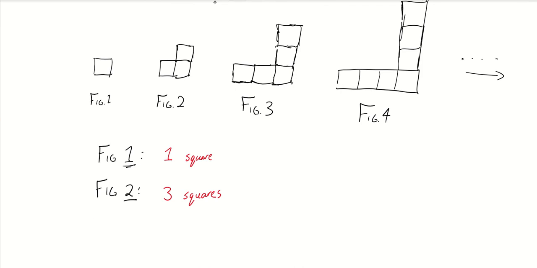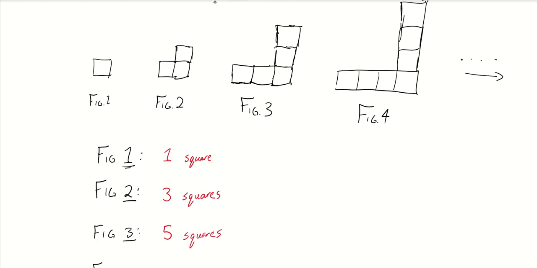For figure 3, how many squares exist? Well, if you count carefully, then you'll see that 5 squares exist. And then for figure 4, you can clearly see that 7 squares exist. 7 squares, right? If you count carefully, you could say 1, 2, 3, 4, 5, 6, 7. 7 squares exist.